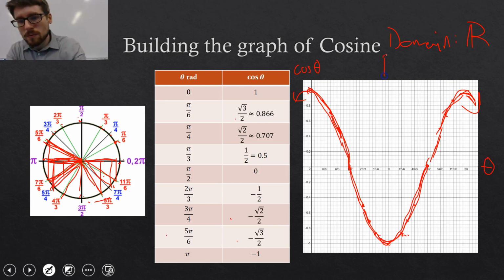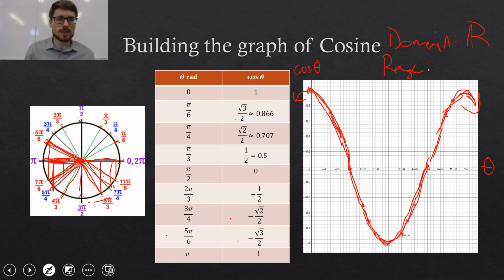The range, we should be able to determine the range of values. What could we get out from the cosine function?